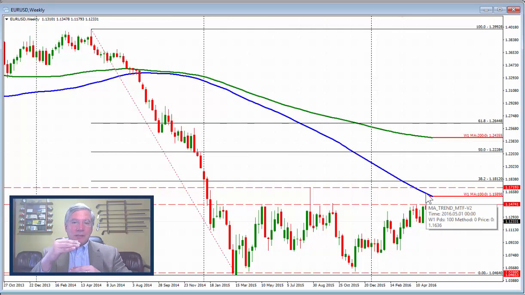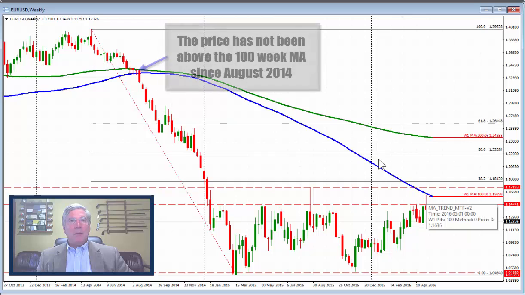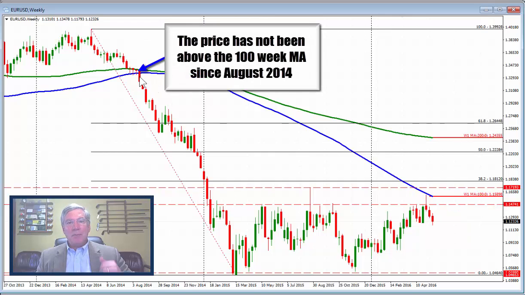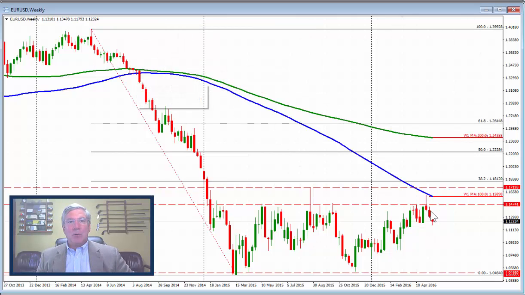It seems like it's pretty distant apart, but really if you look back at it, we haven't been above that 100-week moving average going back to the week of August 10th, 2014 to be exact. So it's been a long time coming since the price tested that 100-week moving average, and we started to technically come off of that level in the last 2 weeks, seeing the market move lower.